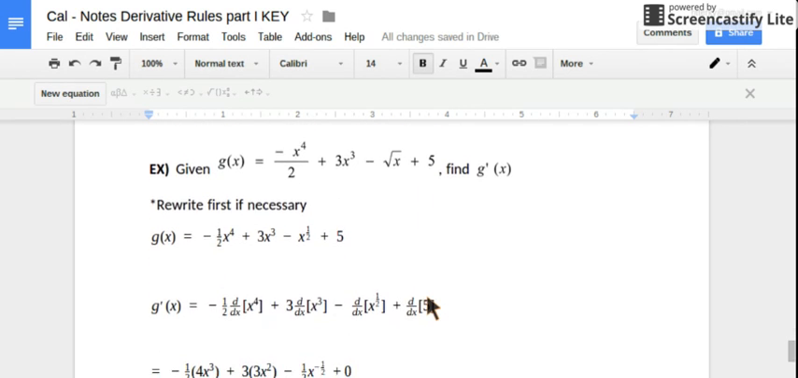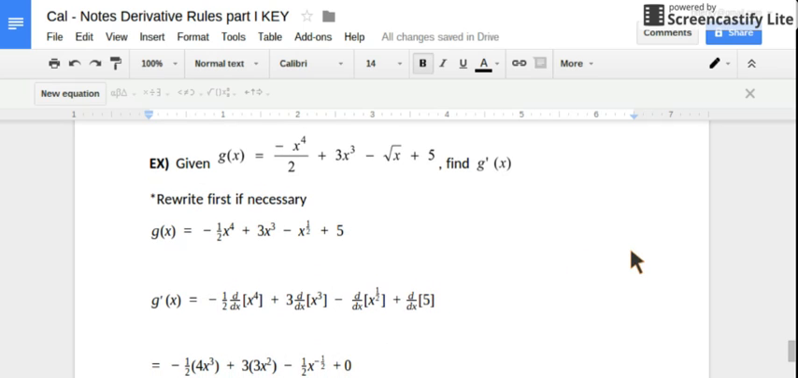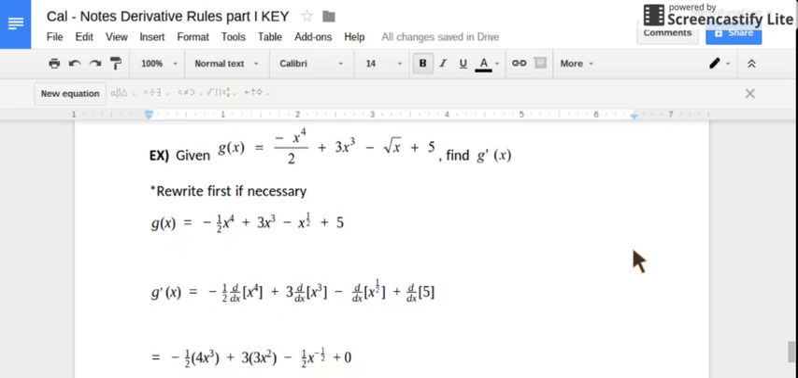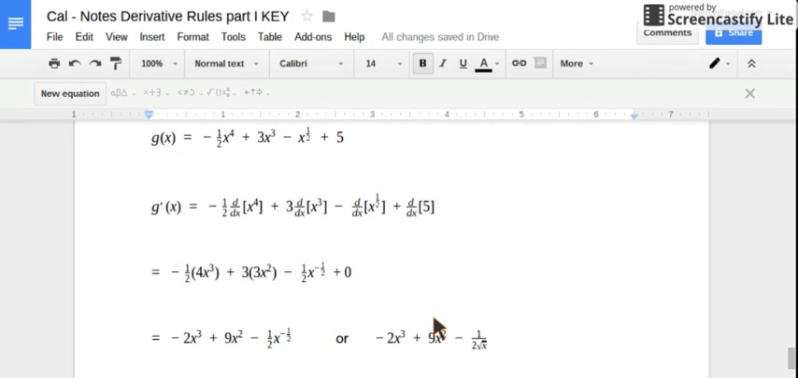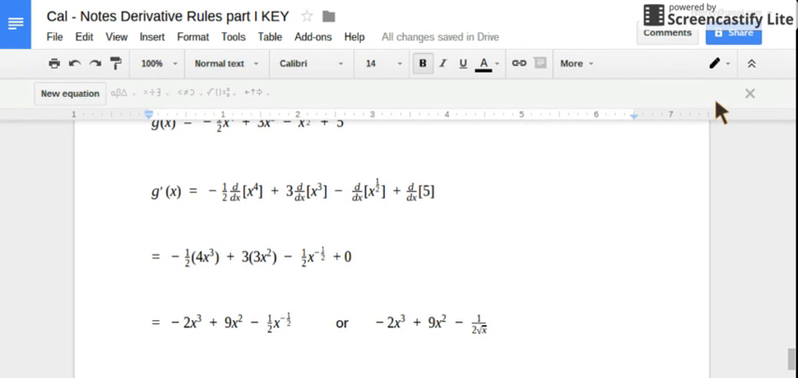Running a little short on time here, so I'm going to just show this last example and let you look at it. We're rewriting things first, and then finding the derivative of each of those terms separately, and ending up with our final answer.